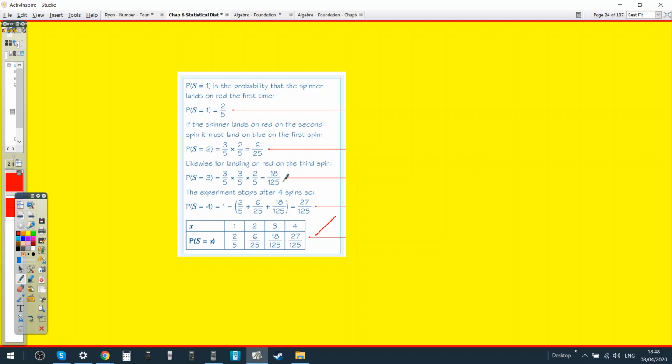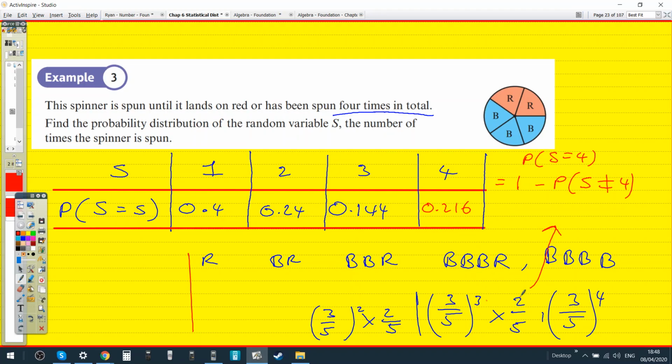And then they did 1 minus the previous ones to get that one because it's got extra stuff. This gets a bit bonkers, and so we just do 1 minus. Keep it simple. Any questions there? No.